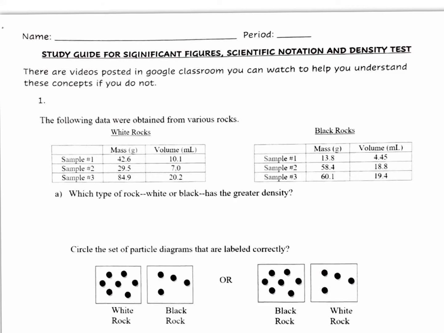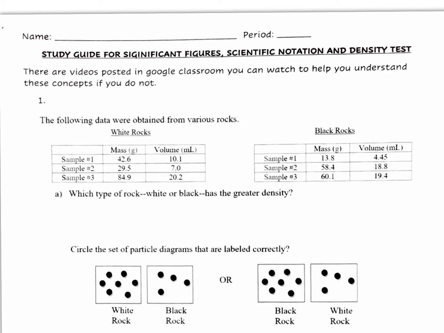Okay, let's look at question number 1. We've got a couple of data tables to look at. One is of white rocks and one is of black rocks. So we have 3 samples of each, and they give us the mass and the volume. So it's pretty straightforward as far as us calculating the density.